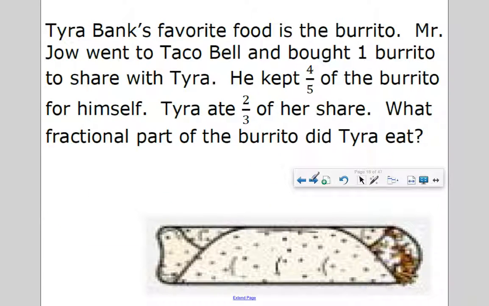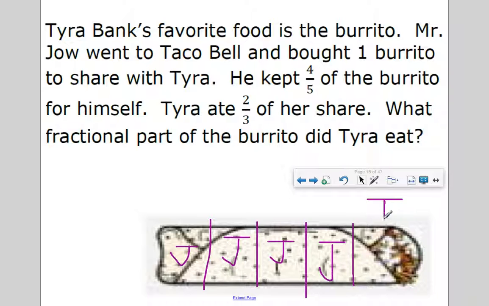Tyra Banks' favorite food is the burrito. Mr. Joe went to Taco Bell and bought one burrito to share with Tyra, because I am so generous. He kept 4/5 of the burrito for himself. So let's cut this into fifths. 1, 2, 3. So I kept J for Joe, mine, four times. So, in other words, I just gave Tyra 1/5. So this belongs to Tyra right there.